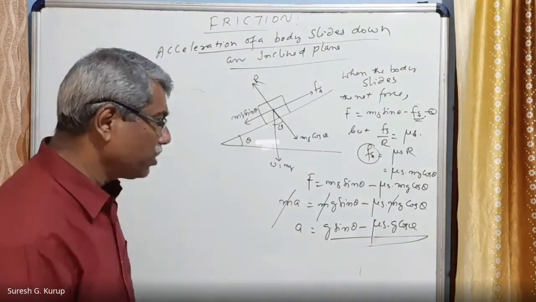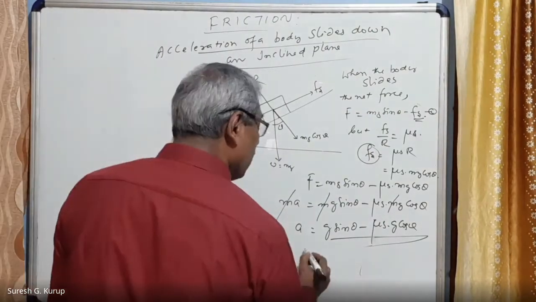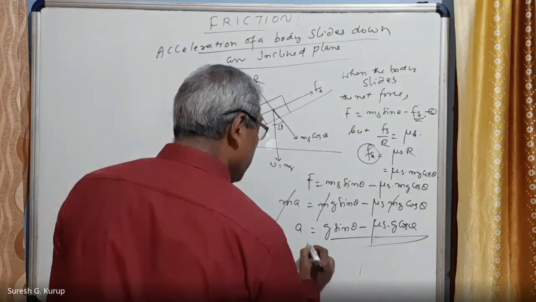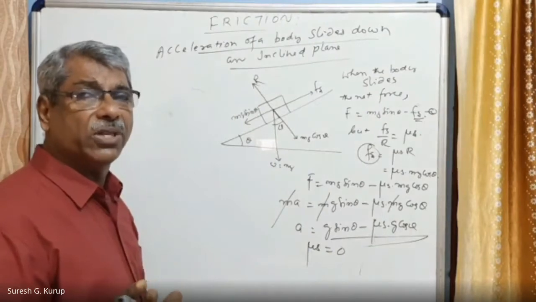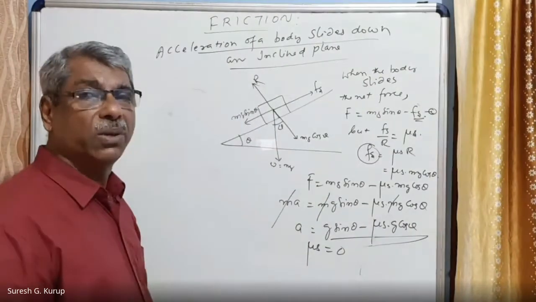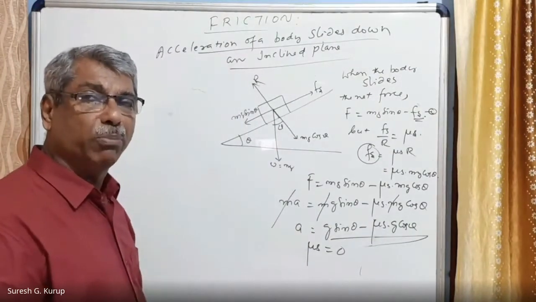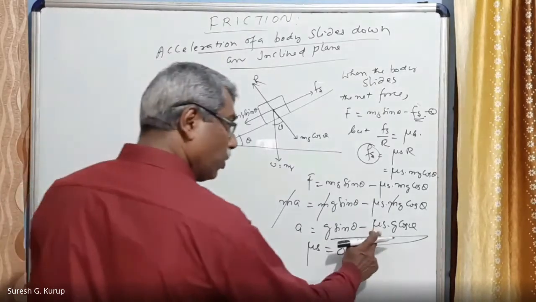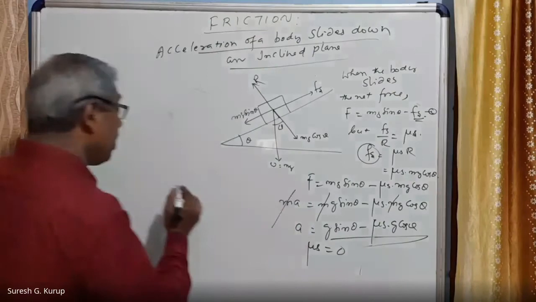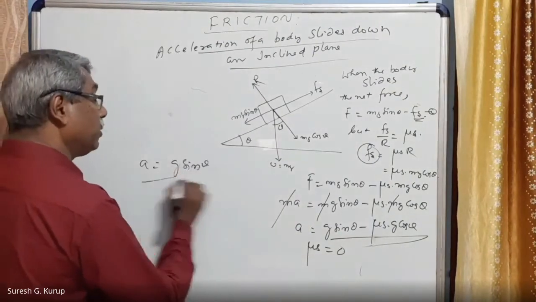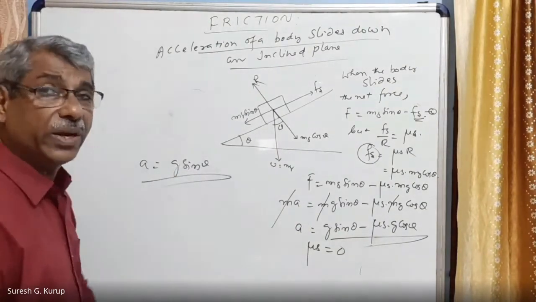In that condition, when mu s is equal to 0, remember, the surface is very, very smooth. For a very smooth surface, mu s is equal to 0. Therefore, I am writing here, A is equal to g sin theta. So this is a very important result.